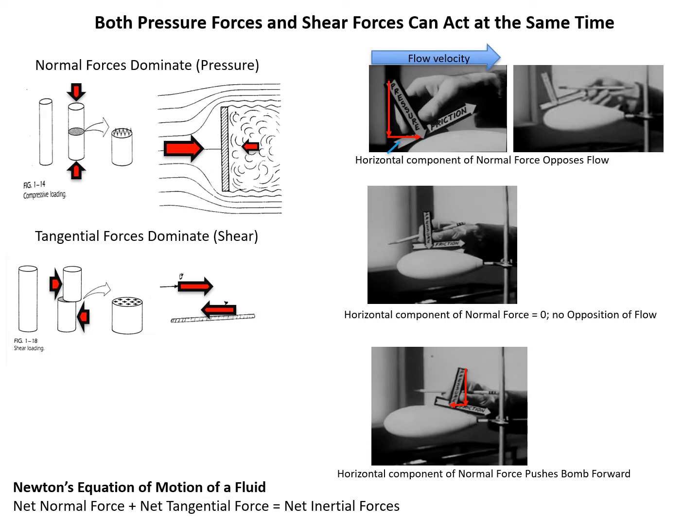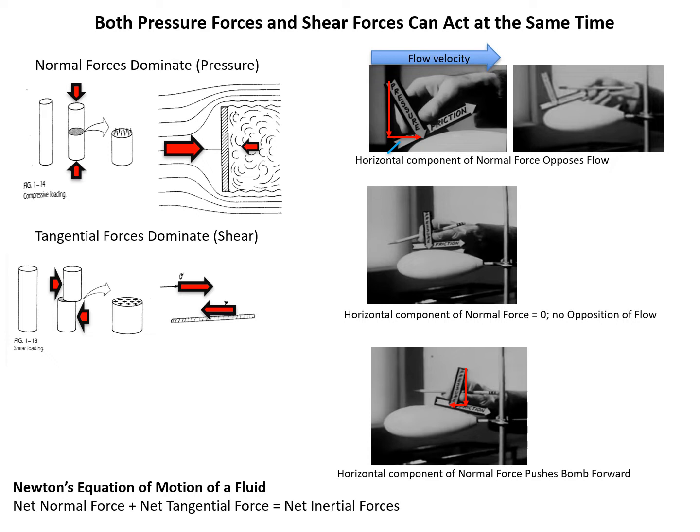The sum of the normal forces and the tangential forces equals the net inertial forces. So if the normal force gets bigger and the tangential force gets smaller, then most of the total inertial forces are due to that normal force. And this is known as Newton's equation of motion of a fluid. So the normal forces plus the tangential forces equal the total net inertial forces acting on that fluid that determines its behavior.